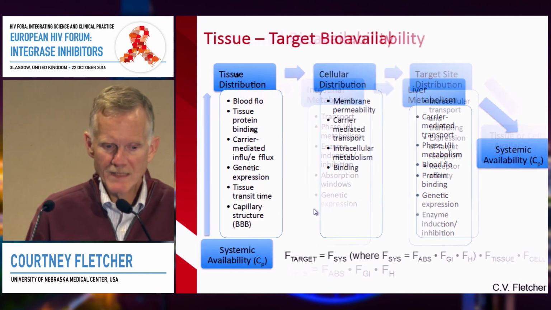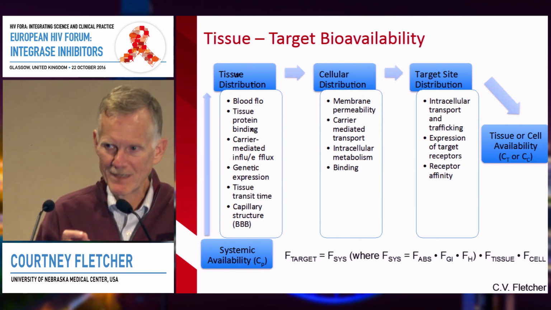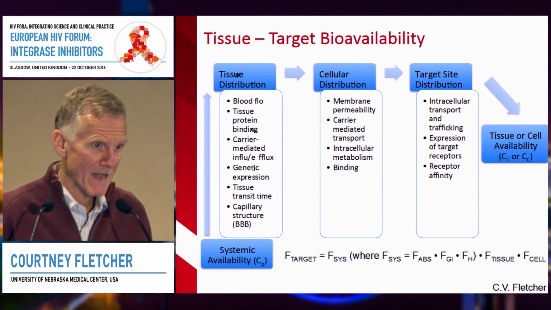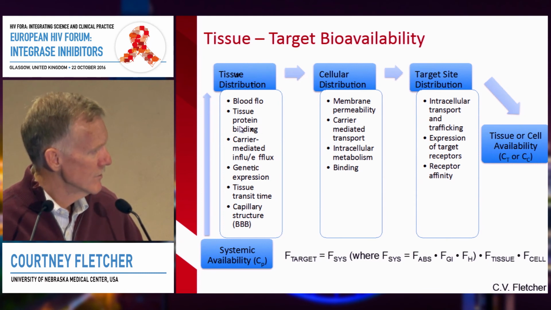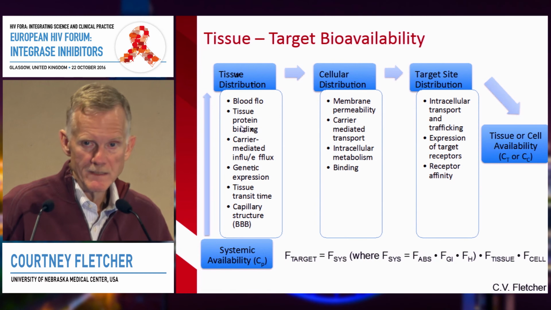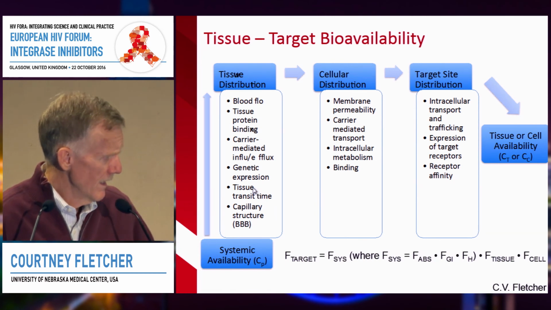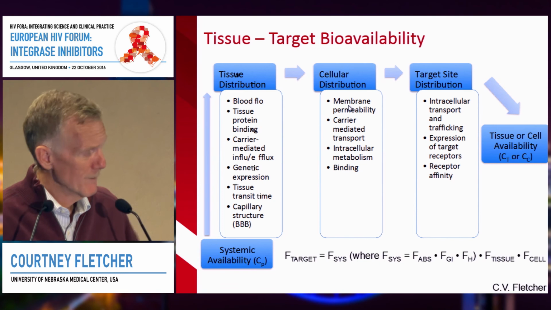What we have not gotten good about yet is thinking exactly about what's happening at the target, at the space we need the drugs to go, and that's where we're going to have to improve. What about tissue distribution and blood flow, or carrier-mediated transporters, the genetic expression of them? What about the cellular distribution, membrane permeability?